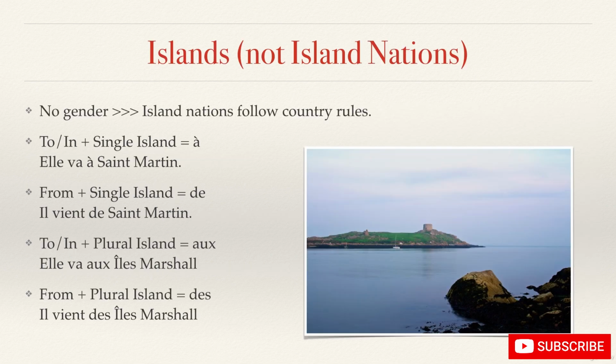Similar rules also apply to islands. So if it's a single island and not an island nation, if it's an island nation, generally we apply the rules that we learned for countries and regions. If it's just a standalone island, we would use à, much like we would for a city, so they aren't really considered to have a gender. So for example, elle va à Saint-Martin. Elle va à Saint-Martin, so she goes to Saint Martin. Il vient de Saint-Martin. Il vient de Saint-Martin, so he comes from Saint Martin.